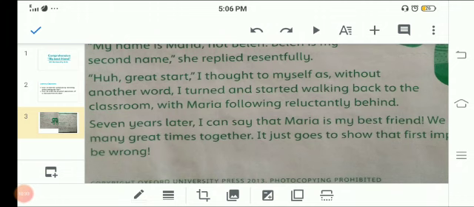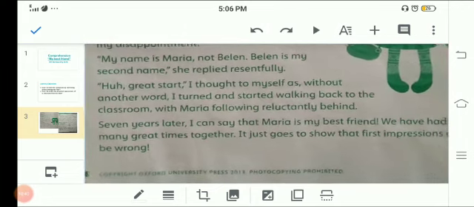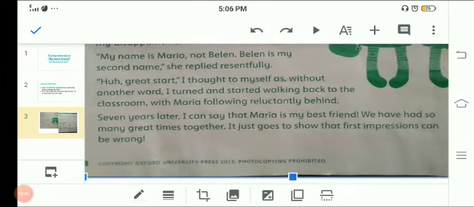And the last paragraph, students. 7 years later, I can say that Maria is my best friend. We have many great times together. It just goes to show that first impression can be wrong. Yes, students. Now, what happened here?